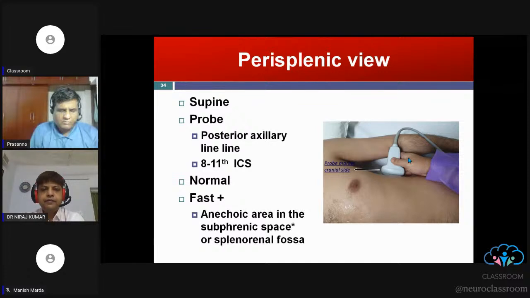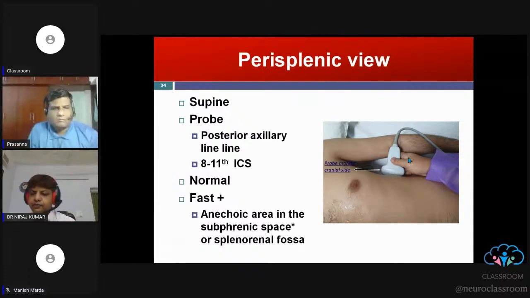So the second view is the left upper quadrant view, that is the perisplenic view. We have to find out if there is any fluid or blood collection in the area around the spleen. Here also the patient should be in a supine position. Now we have to keep this probe a little posteriorly. On the left side we have to keep the probe in the posterior axillary line. On the right side it was in the mid axillary, and here the posterior axillary line, and you just have to touch your knuckles to the bed.